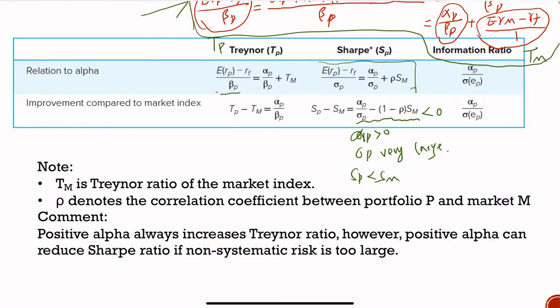Right? So alpha is not everything. You have to think about the cost of alpha, right? Whenever you're adding alpha into your portfolio, you're also adding some additional risks into your portfolio. So this is the trade-off here. And you have to think about the trade-off between alpha and this non-systematic risk.